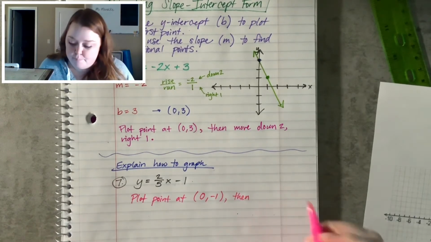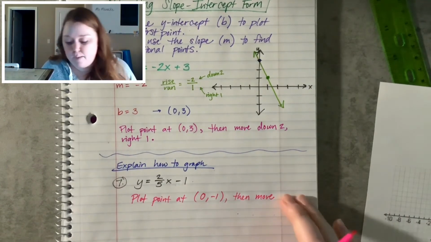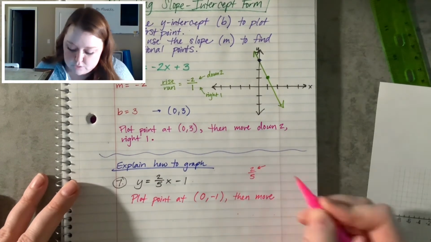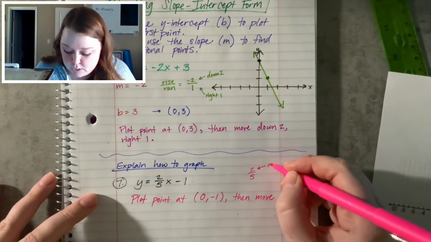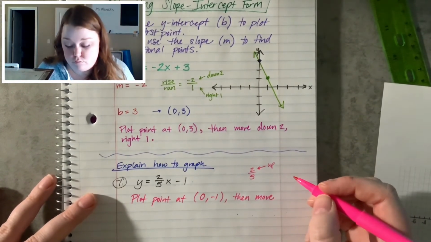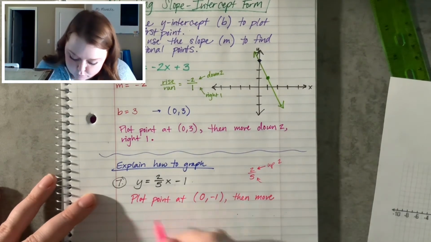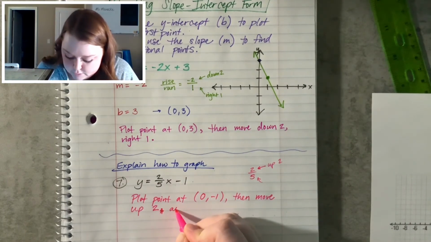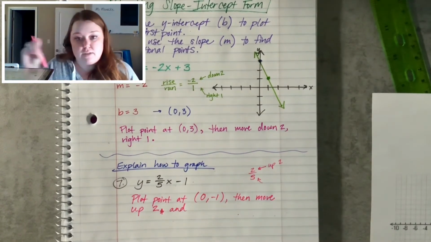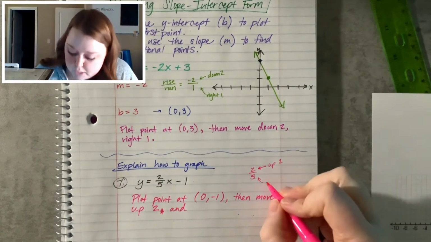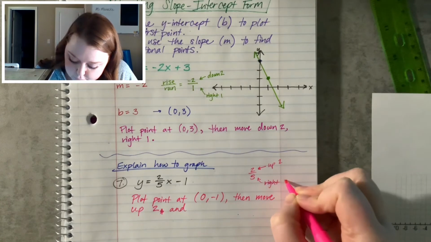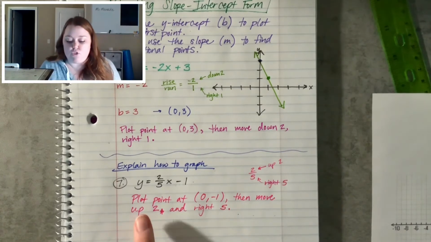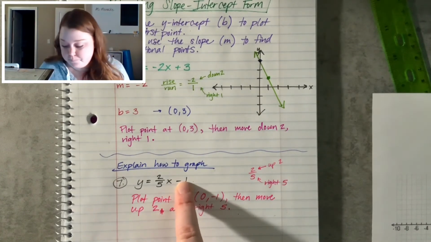Then move, and you're either going to say up or down next. So 2/5 is your slope. 2 is your rise. Since it's +2, that'd be going up 2. Okay, so then move up 2. And then the 5, the denominator, is going to tell you to go left or right. Since it's +5, you're going to go right 5. Okay. So we plot point at (0, -1).